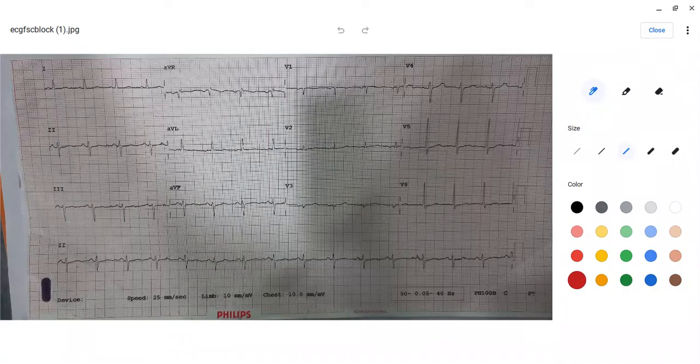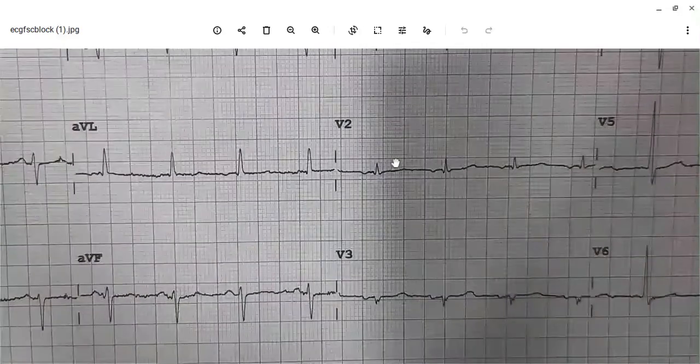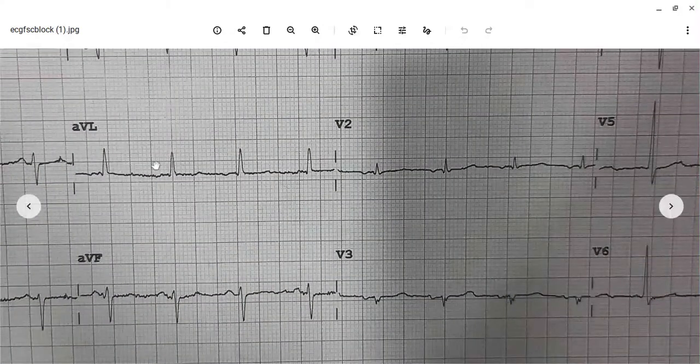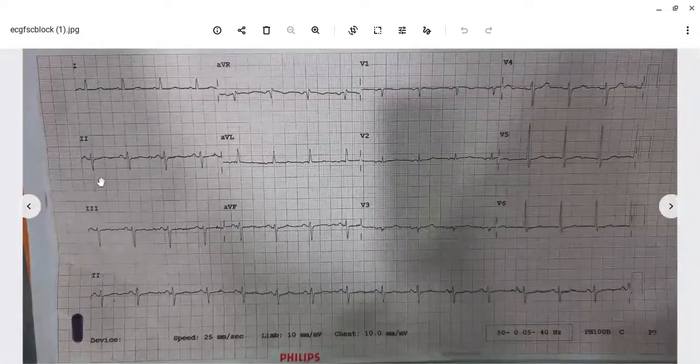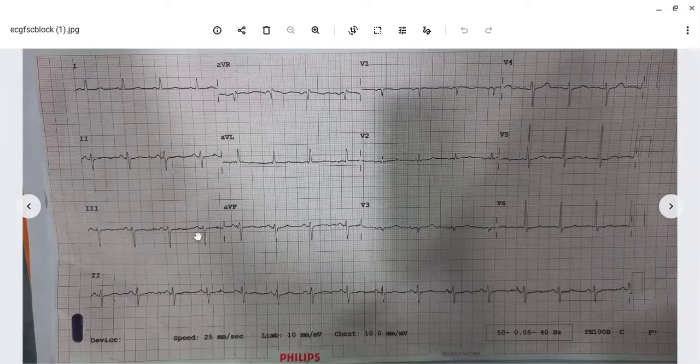And in AVL, I'll just make it a bit large so you'll see better. You can see now in AVL the R wave amplitude is very big compared to what we see normally. This is because the axis is now targeted towards AVL. And look at lead 2, lead 3 and AVF: in all these leads the amplitude of the R wave is decreased. So there is a left axis deviation, with a small r and big S pattern in lead 2 and a small q and big R pattern in AVL. This is quite characteristic of left anterior fascicular block.